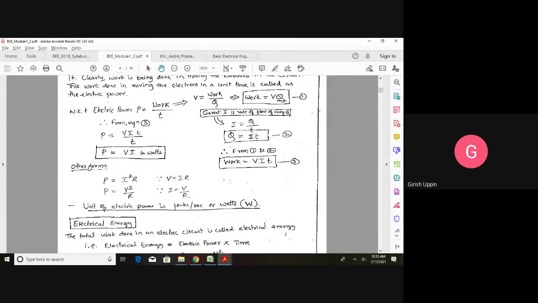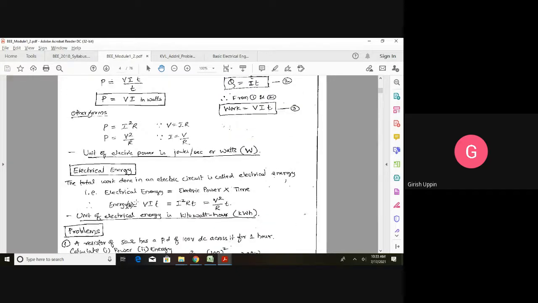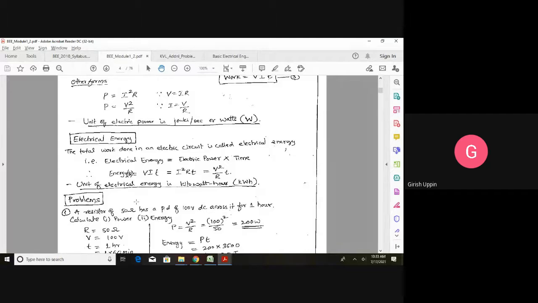And we know the Ohm's law. Ohm's law is what? V is equal to IR. V can be represented in terms of I and R. If I replace this V, it will become I square R. So P can be represented in different forms. One is P is equal to VI. If I substitute V in terms of I and R, I get P is equal to I square R. If I represent I in terms of V, that is I is equal to V by R, we get P is equal to V square by R. And power is represented in watts.